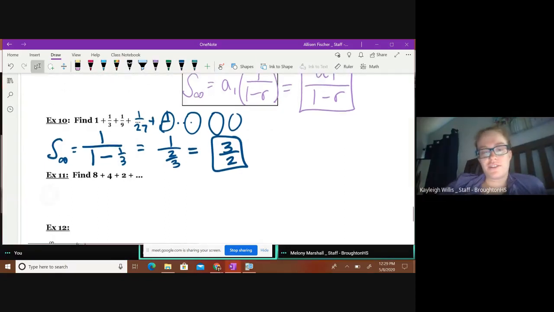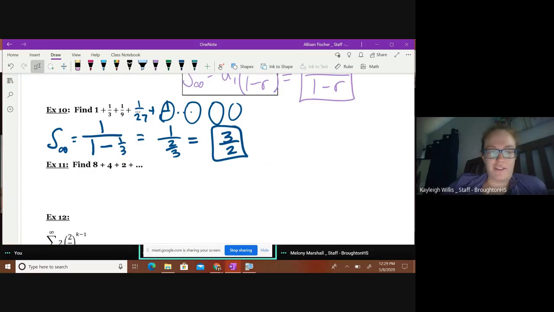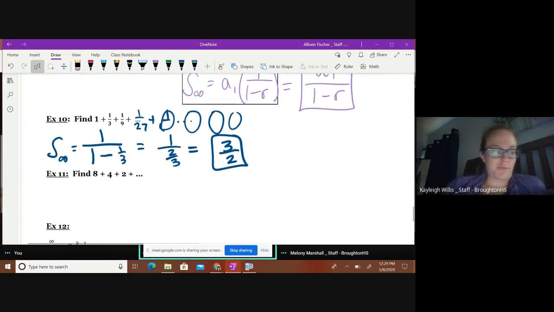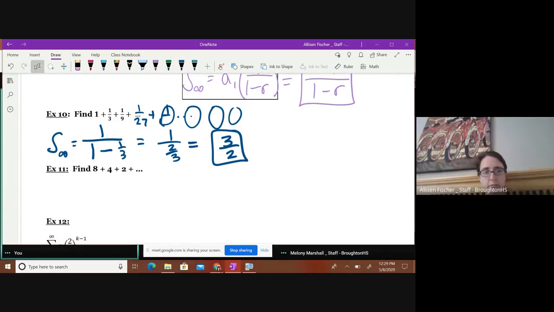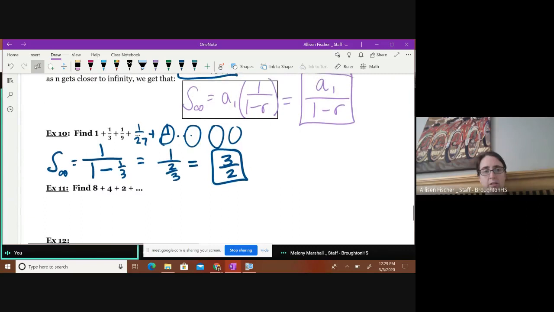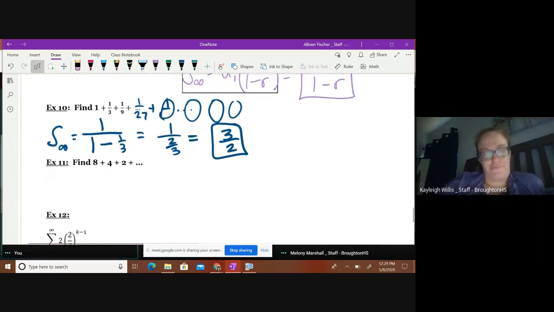So I only use this formula for infinity, though. I can't use this formula for the first couple problems you did, because those are getting huge. These are getting small. Okay.